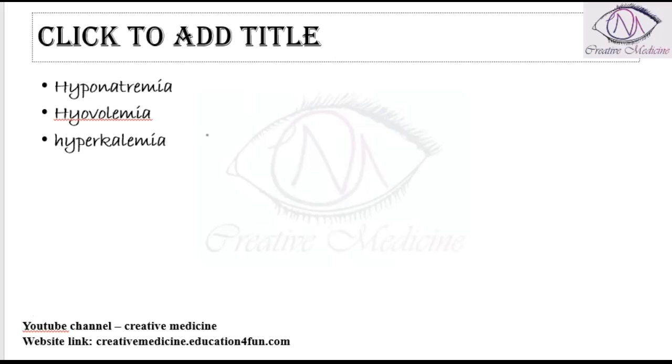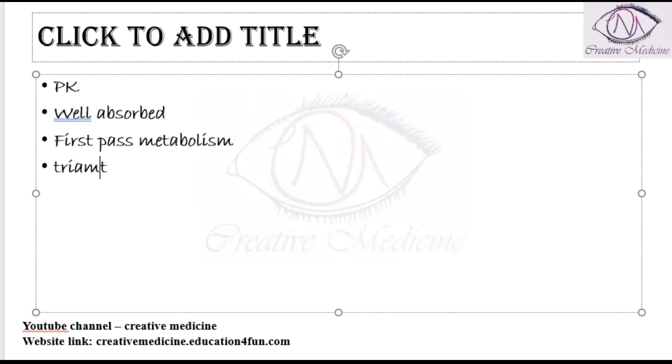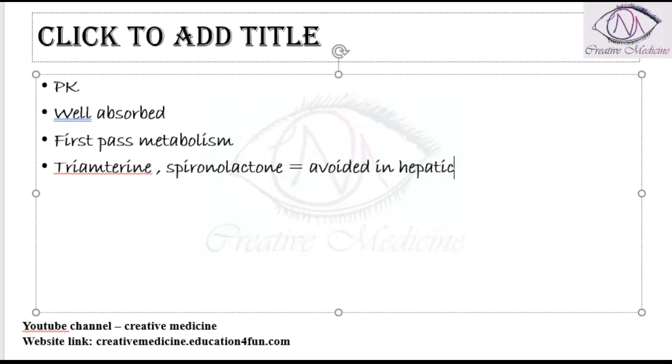If you see the pharmacokinetics of these potassium sparing diuretics, these drugs are well absorbed. They also have high first pass metabolism. Drugs like triamterene and spironolactone are avoided in hepatic failure. We should not use triamterene and spironolactone in hepatic failure.